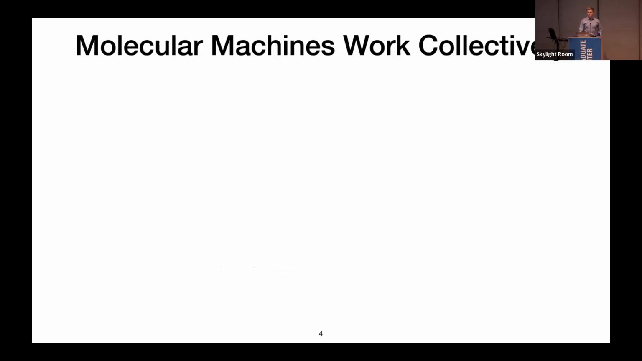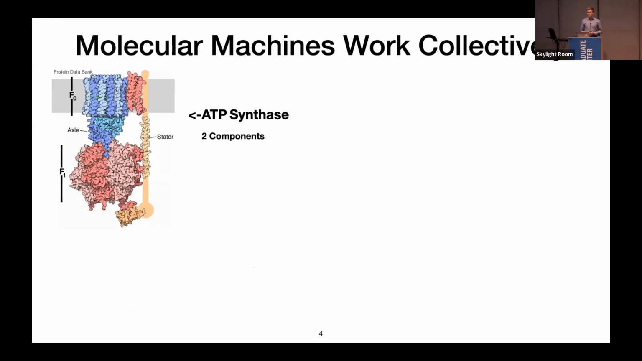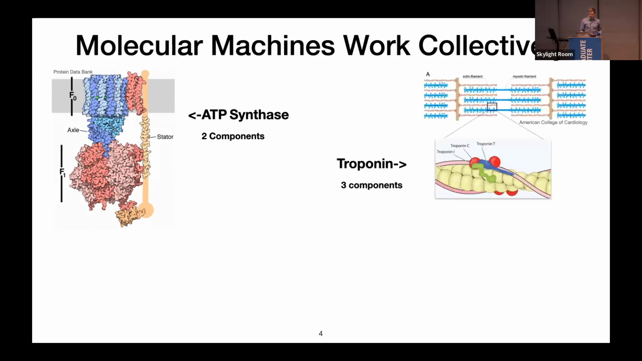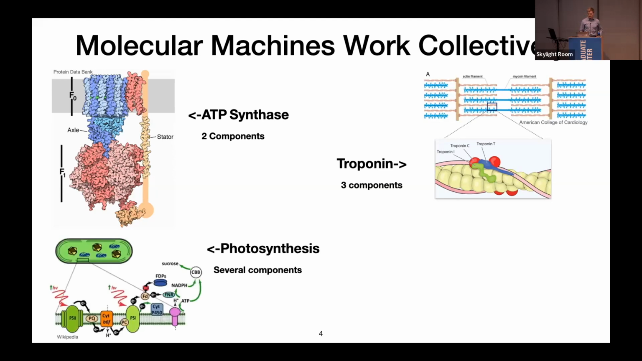Now, my favorite feature of molecular machines is that they often work collectively to accomplish their tasks within cells. To give a couple of examples, the molecular machine ATP synthase, which turns a non-equilibrium proton gradient across the mitochondrial membrane and uses that to power the synthesis of ATP, the energy currency of the cell, is composed of 2 components, one of which interacts with an electrochemical concentration, the other does the actual synthesis of ATP. The molecular machine troponin, which regulates the turning on or off of myosin motors in cardiac muscle tissue, is composed of 3 interacting protein subunits.